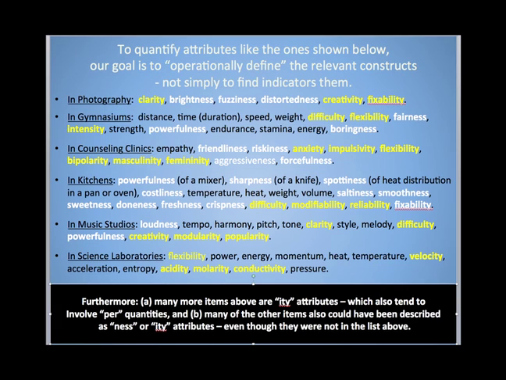Furthermore, many more items above are "per" attributes, which also tend to involve quantities, and b. Many of the other items also could have been described as "ness" or "per" attributes, even though they were not in the list above.